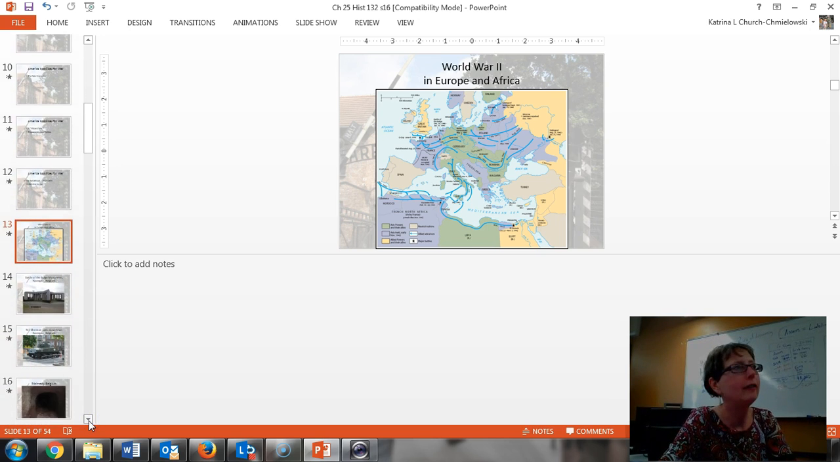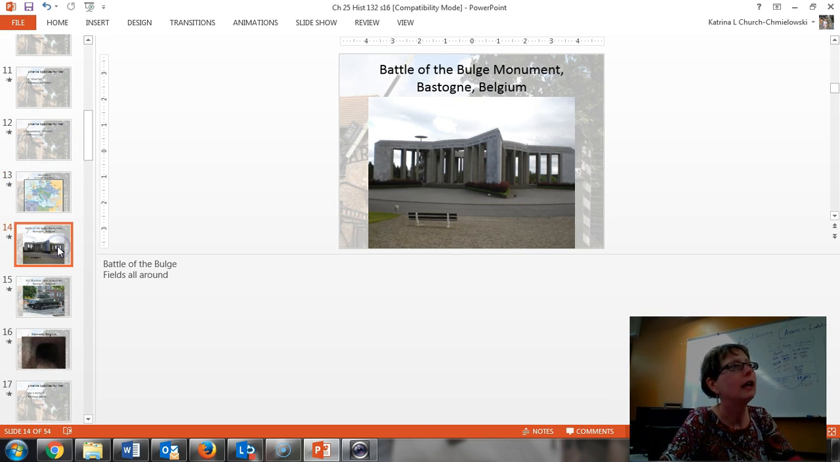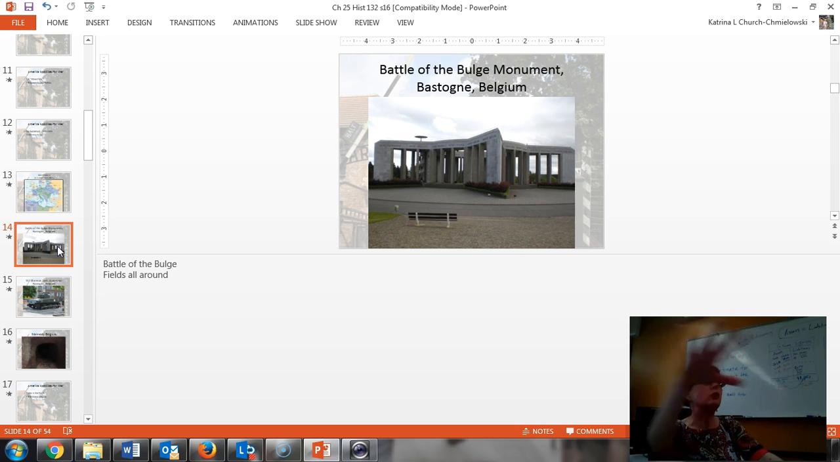Okay, and here you have a monument to the Battle of the Bulge that's in Bastogne. There are fields all around, and what's really interesting about this is that it's a Belgian monument here, dedicated to the American soldiers who fought this war. It has every state, and you can actually walk around at the top of this, and it's like in a star shape.